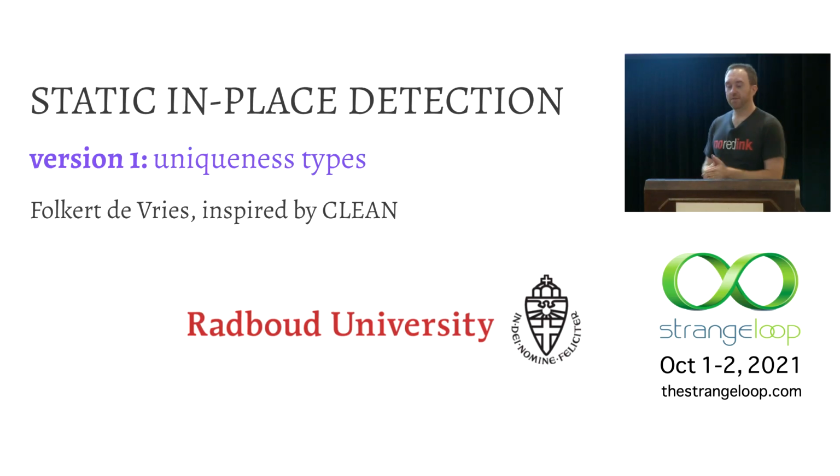The first version of this that we had going was made by Volkert de Vries as part of his master's thesis at Radboud University. Sorry, Dutch people, I know it's pronounced differently. He used uniqueness types, inspired by the Clean programming language. And this worked. This actually was able to do the in-place detection at compile time, but we found that it was kind of brittle, and it was unfortunately easy to de-optimize it and make a change somewhere in your program that caused the optimization to no longer be able to apply.